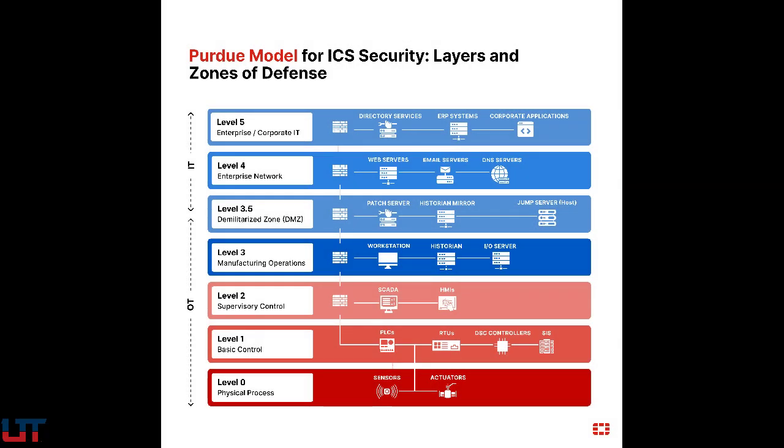Level 0 is the physical process itself. These are the things that touch the physical world. Sensors that measure temperature, pressure, flow, and level, actuators that open valves and start motors, variable frequency drives, and the other field instruments that make up the instrumented process.